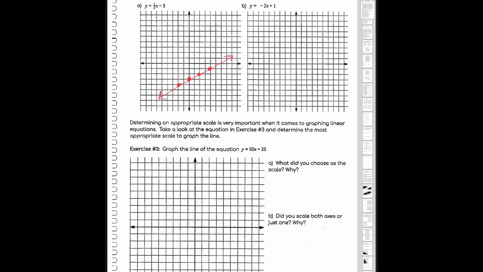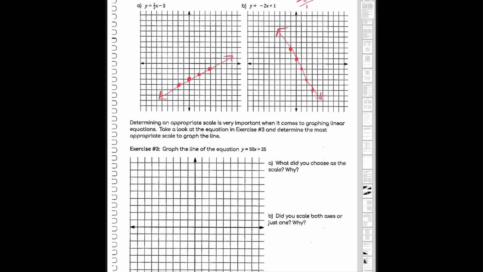Letter B, the y-intercept is positive 1. Now, the slope is negative 2, or negative 2 over 1. So that means we are going down 2 to the right 1, down 2 to the right 1. And then if we wanted to graph in the other direction, we would do the opposite: go up 2 to the left 1. And there is that line graphed.